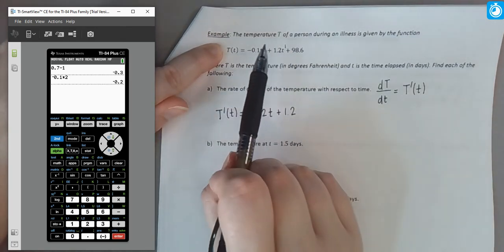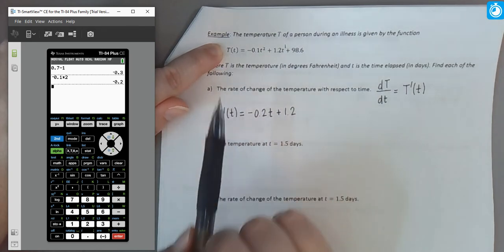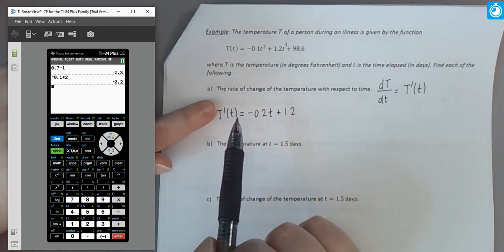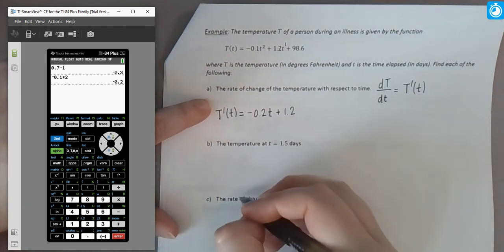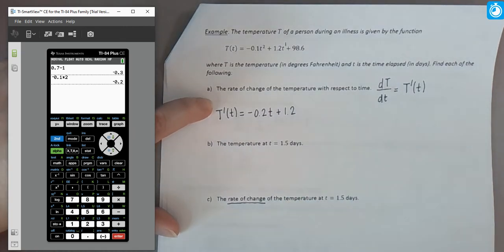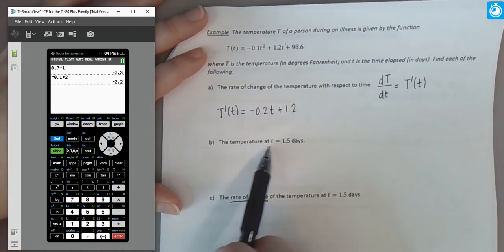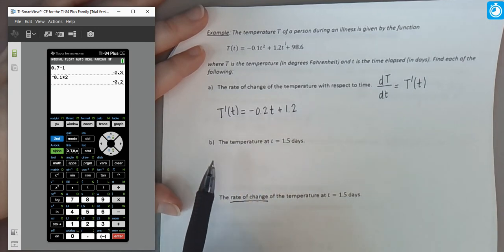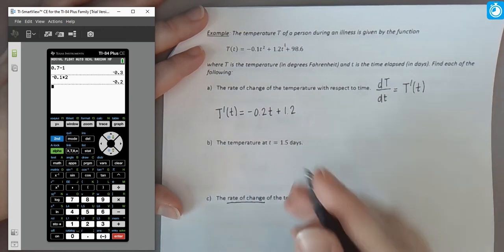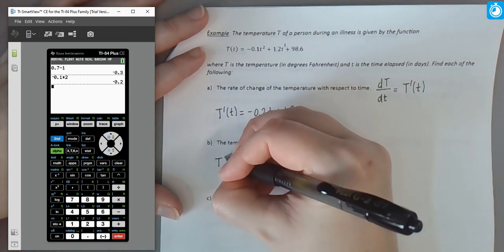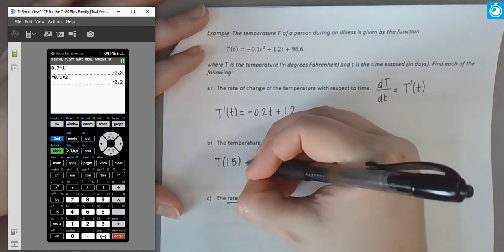The original function represents temperature at a specific time, represented by lowercase t. The derivative represents the rate of change of temperature. So the key words here, either there or not there, are rate of change. Here we don't see anything mentioned about rate of change, so we're just looking for the actual temperature itself, specifically when t is 1.5. So we're evaluating the function t at an input value of 1.5.